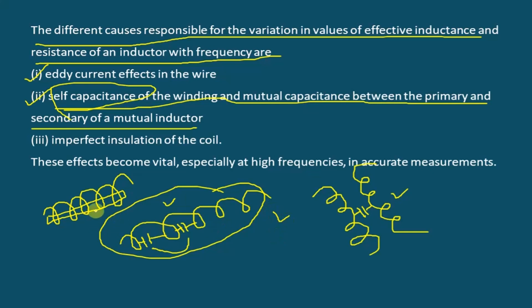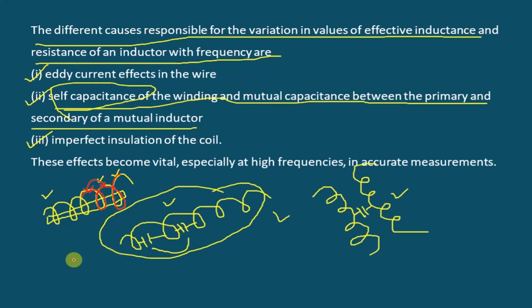Now the third reason is imperfect insulation of the coil. Now come to this figure, you can see that if there is no perfect insulation between these two things, this is a coil and this is a coil. So between these two, if there is no insulation, then there will be a problem.